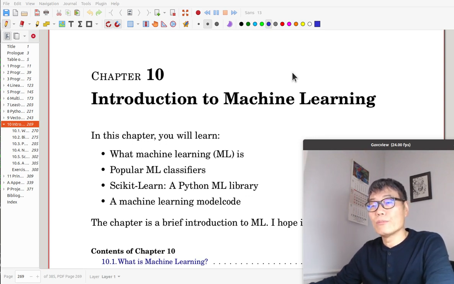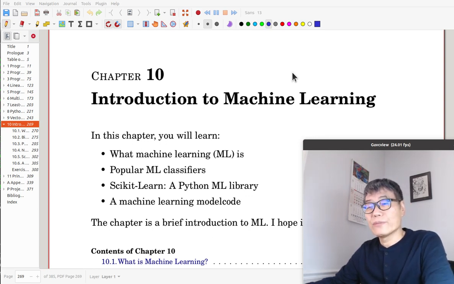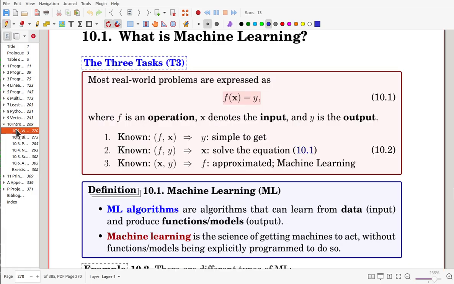You can modify the model code for your own machine learning algorithms, and you can compare your algorithms with popular machine learning classifiers quite easily. The chapter is a brief introduction to machine learning. I hope it'll be useful. Let's go to section 10.1.